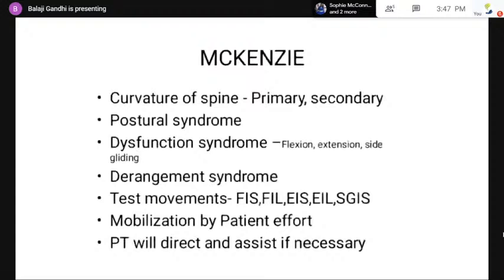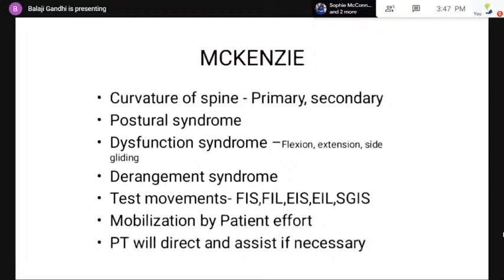Mobilization is emphasized. The mobilization should be done by the patient, and the therapist only assists the movement. Sometimes, if required, when a movement is not coming, the therapist will apply force on the hand, just like a manipulation force. Sometimes mobilization also is required to be done by the physiotherapist. Almost 80% of the movements are done by the patient. This is the McKenzie concept.